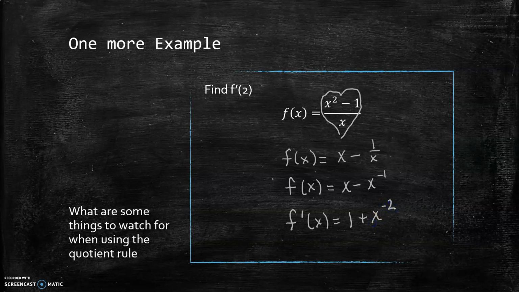I'm even doing it as I talk. So the derivative of x would be 1. The derivative of x to the negative 1 would be bring down the negative 1 and subtract 1. And now I can plug in 2, so f prime of 2 would be 1 plus 1 over 4, or 5/4.